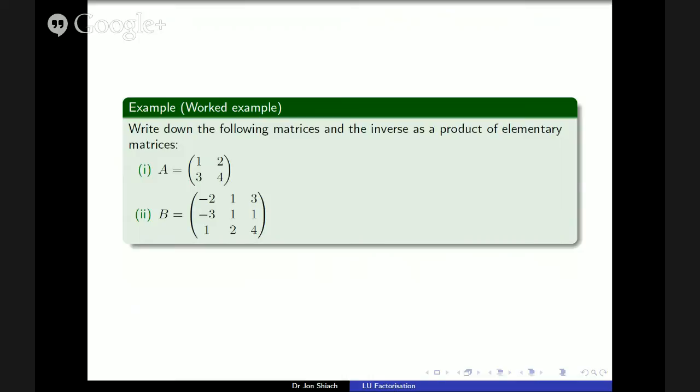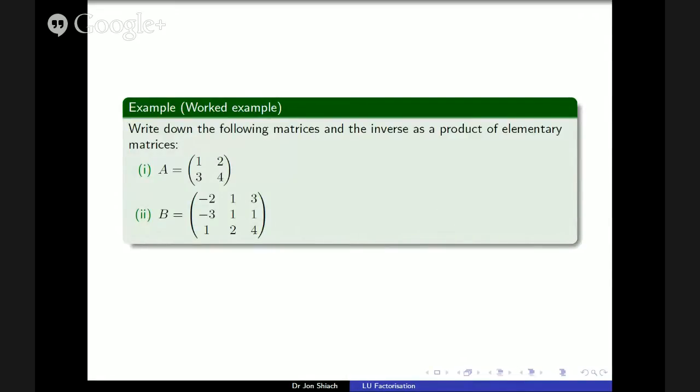Okay, finally, to get minus 2 to be 1, I multiply by minus 1/2.